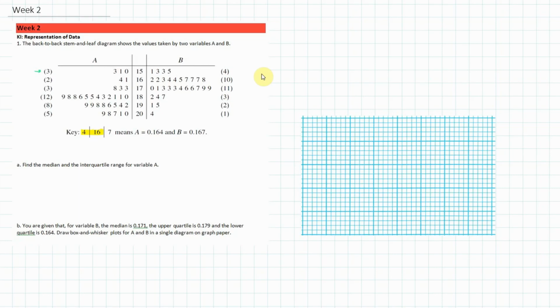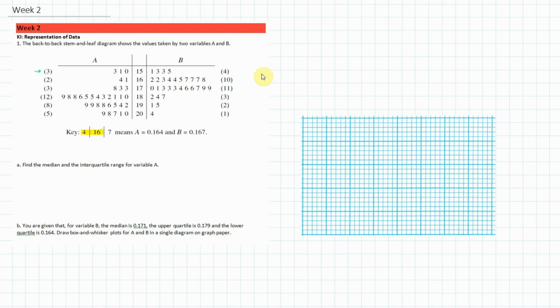So if we add them up, we've got 3, 5, 8, 20, 28, 33. I think it's 33. Let me just go back up the other way. 8 and 5 is 13, 25, 28, 30, 33. Yep, so we've got 33 pieces of data in the A column. And so we want to find the midway point. Well, the midway point should be the 17th. So 33 divided by 2 is 16.5, and then you just round up to 17. So we want to find the 17th piece of data.